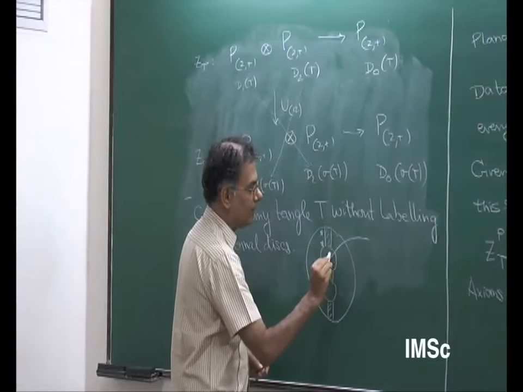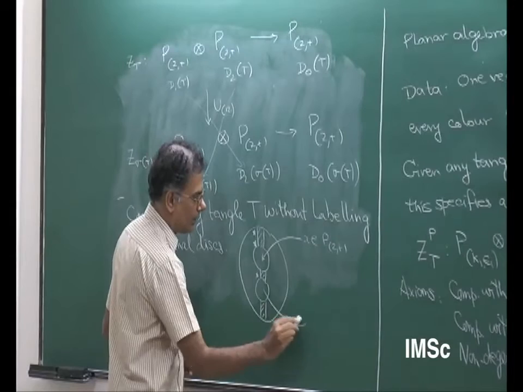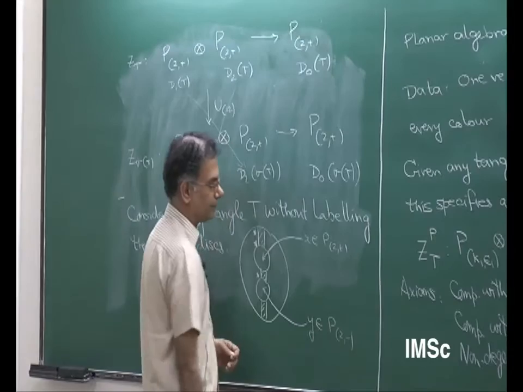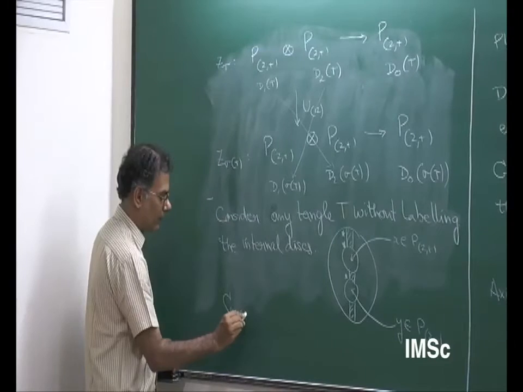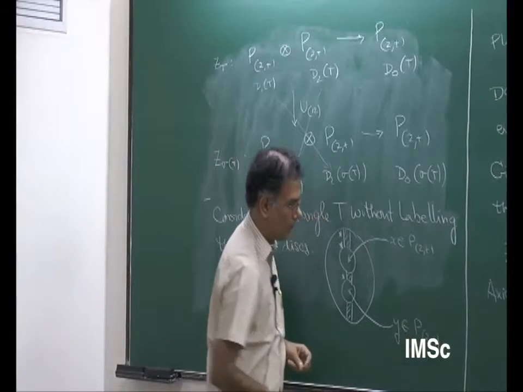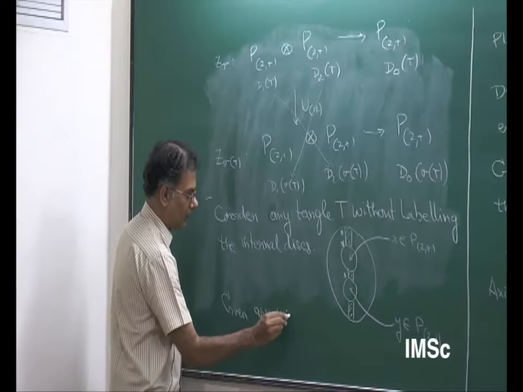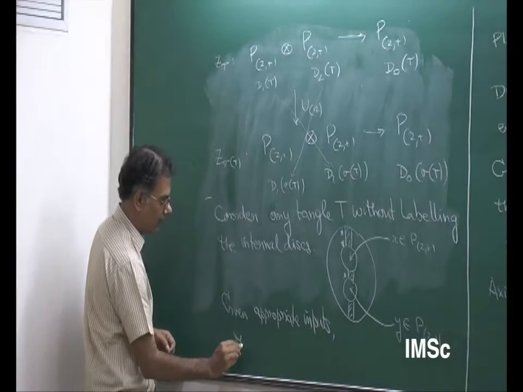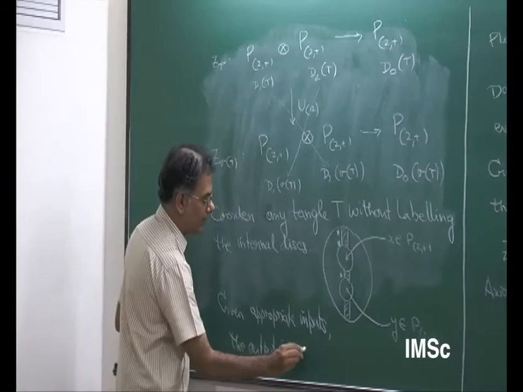So you put inside this an x in P2 plus, and into this you put a y in P2 plus. So given appropriate inputs, the output is unambiguous.